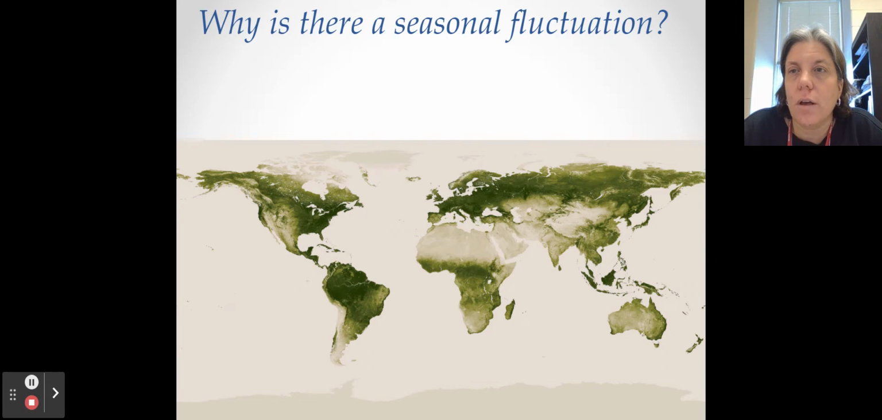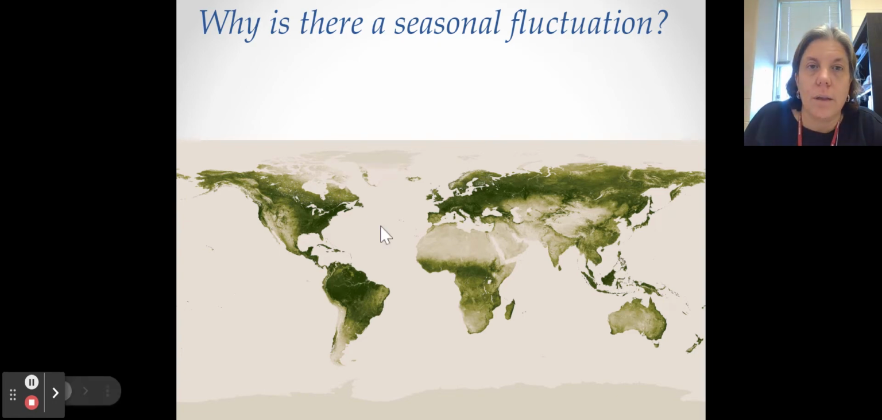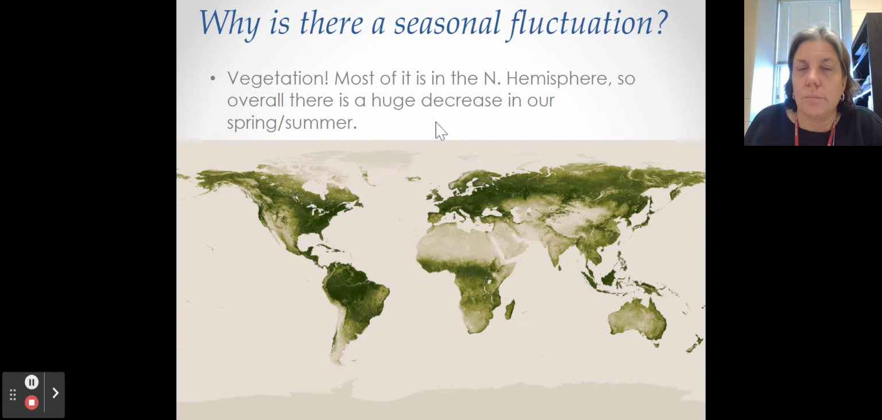If you saw in the video, there was a seasonal fluctuation in the amount of carbon in the atmosphere, and there's reasons for this, okay? There's a seasonal fluctuation because of vegetation. Most of this is in the northern hemisphere, and overall there's a huge decrease in the spring and summer of CO2 because of the plants leafing out, and then the plants are doing photosynthesis and they're taking in all that CO2. So that's kind of why there's a seasonal fluctuation there.